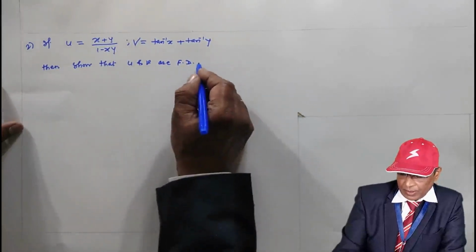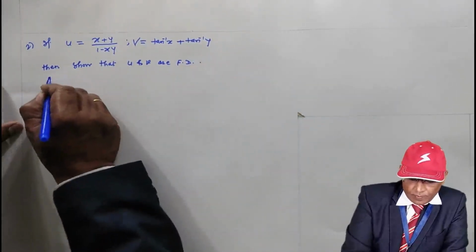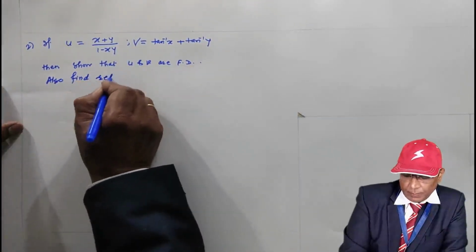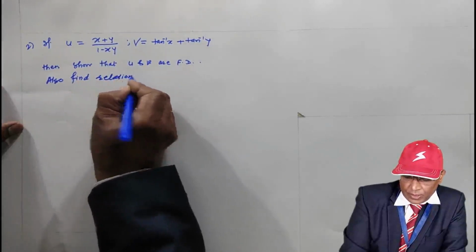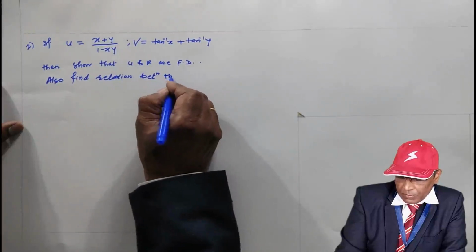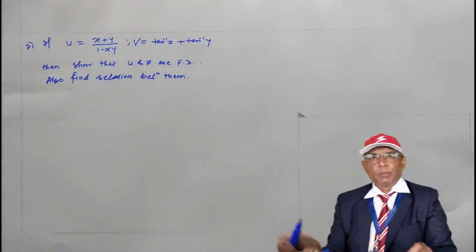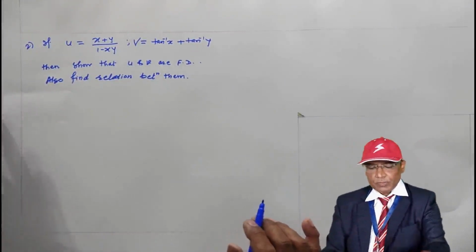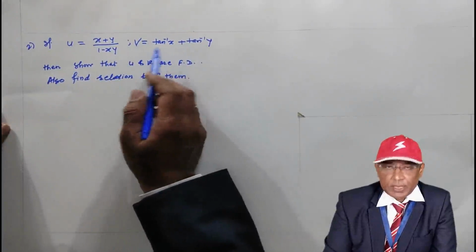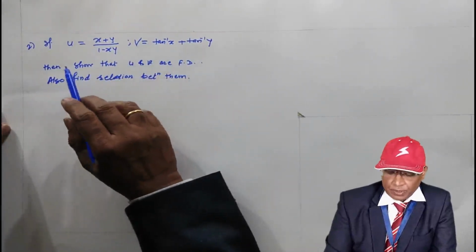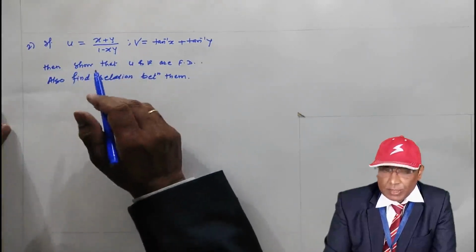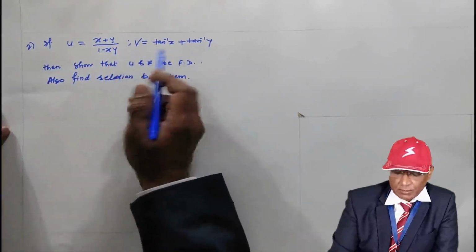U and v are functionally dependent. Also find the relation between them, between u and v. Okay, same problem, only u and v are changed. Here again, u is an algebraic function and v is a trigonometric function. In the previous sum, u was given in trigonometric form and v was given in algebraic form.